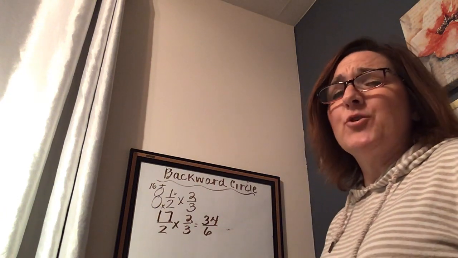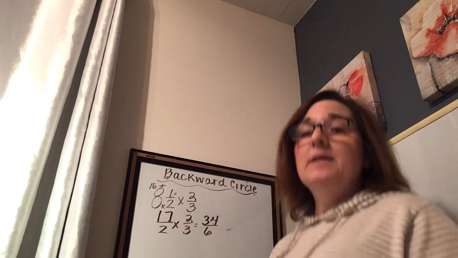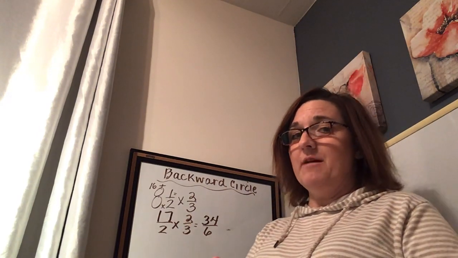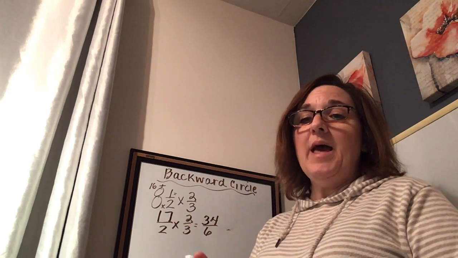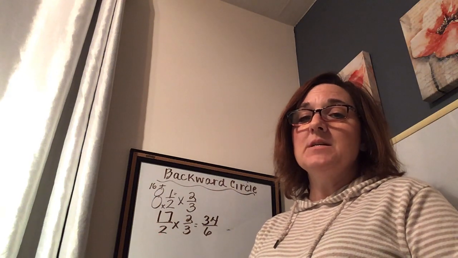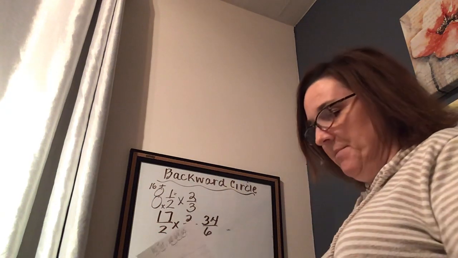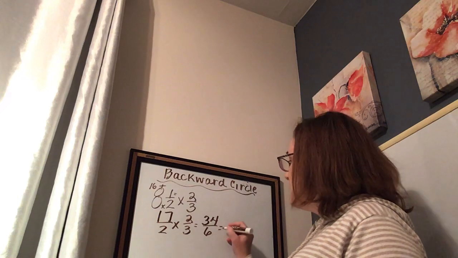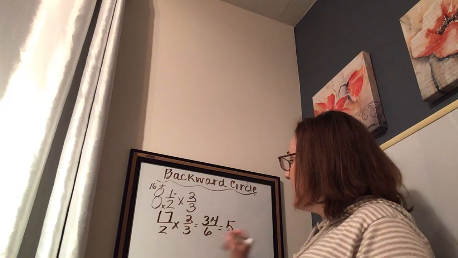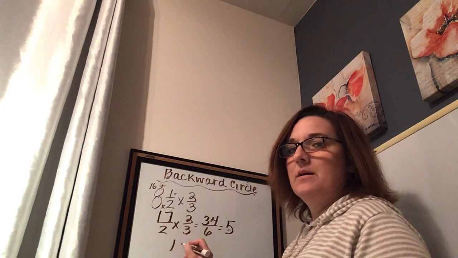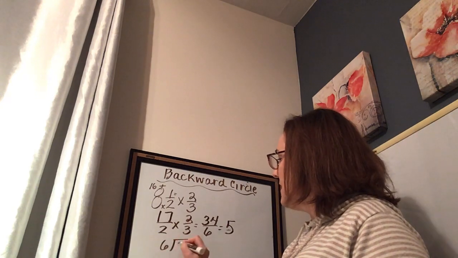Can't leave it that way. 34/6 can be divided. You can do a couple different ways. You can simplify it first, or you can just go ahead and divide it and then see if you have to simplify. So in this case, 6 goes into 34 5 times, right? Because we're going to be doing, let me try to write this here.